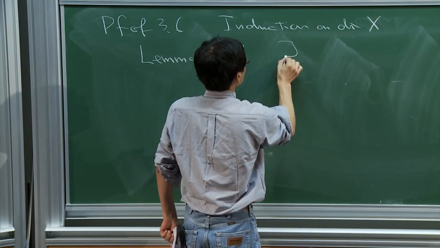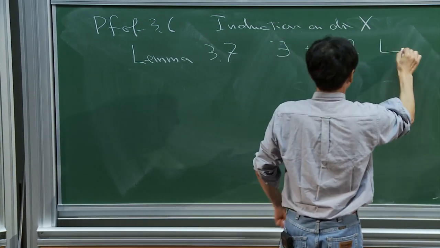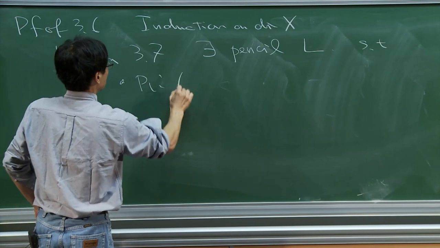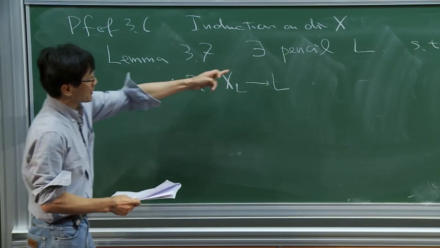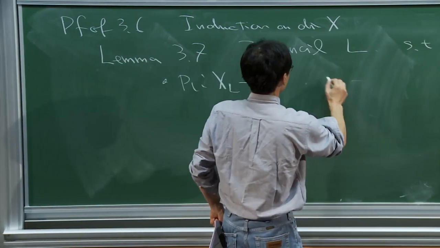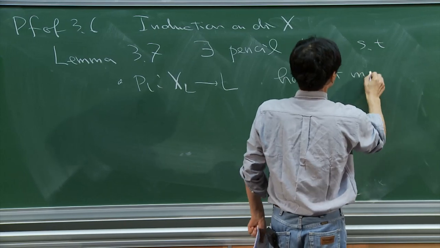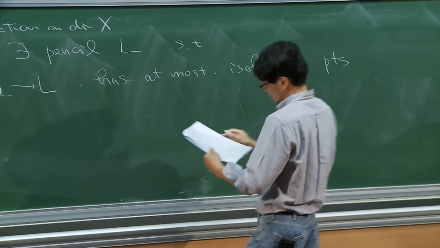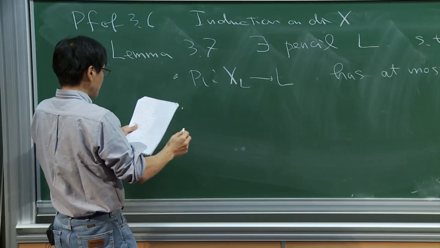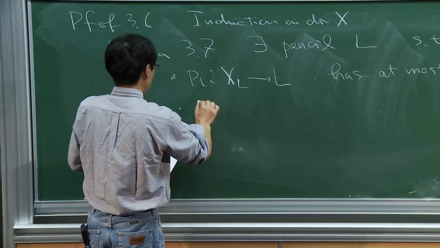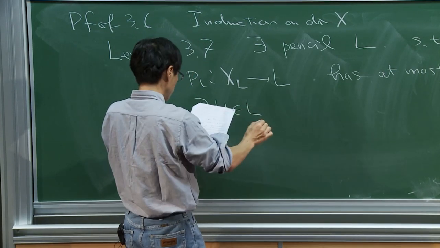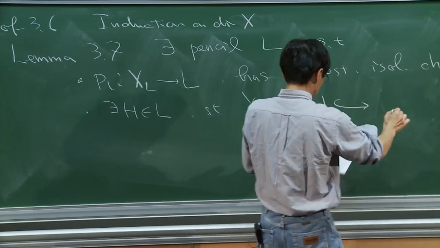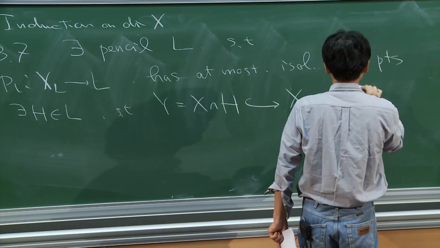Then there is a pencil. So this is the map defined by this pencil. So this has at most isolated characteristic points. And I take a general member of this pencil. So there is H in this pencil such that the intersection with this embedding is strictly non-characteristic.